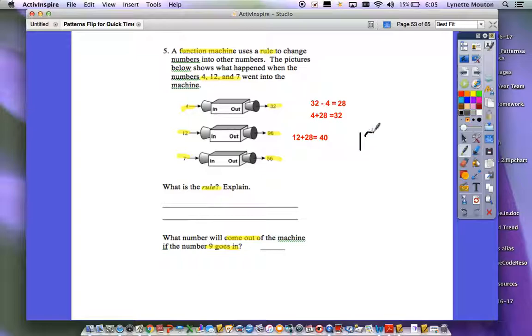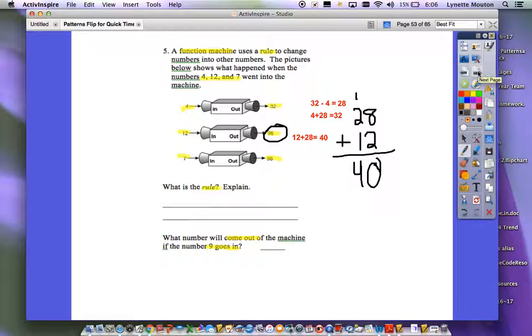Remember, when you add, put your numbers vertically going down the page, especially when there's two-digit numbers. Line up your place value. 8 plus 2 is 10. Sorry, it's a little hard to manage this. Regroup your 1. 2 plus 1 is 3. Plus 1 more makes 4. So this one would be 40. It does not work because we want it to be 96, not 40.